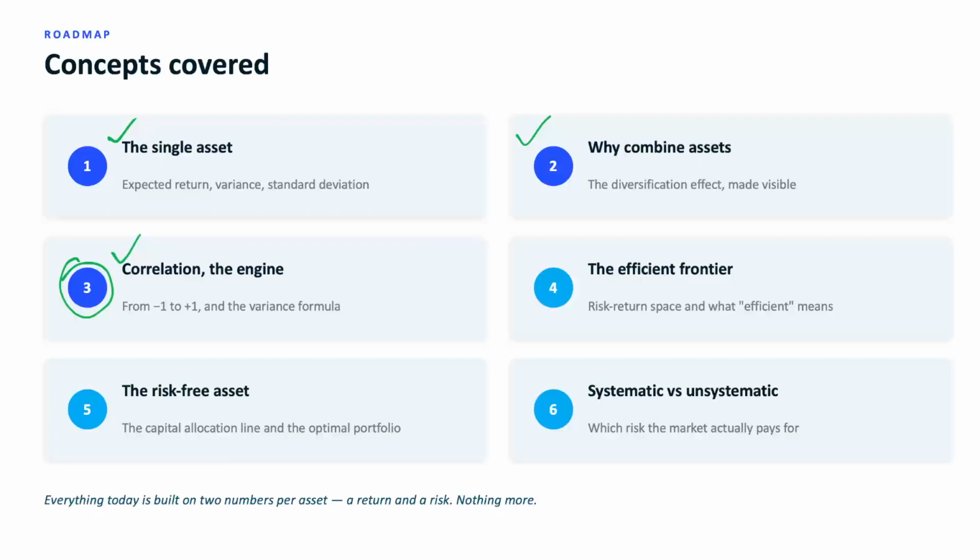From there, we go on to discuss the efficient frontier and then the risk-free asset. And finally, we land on systematic and unsystematic risk. This is another core aspect of this discussion, which we will be picking up at the end of this session.